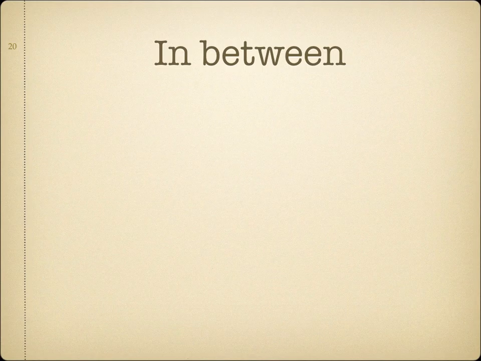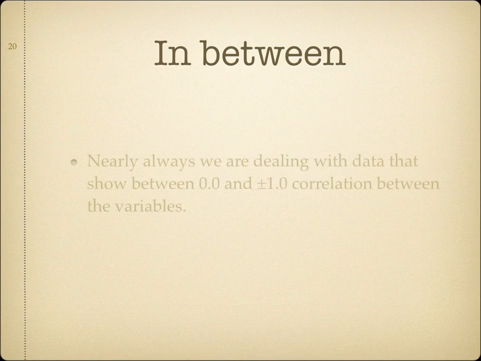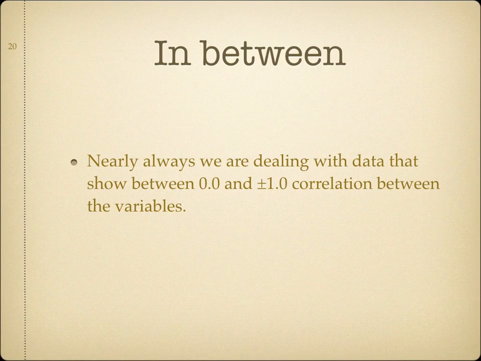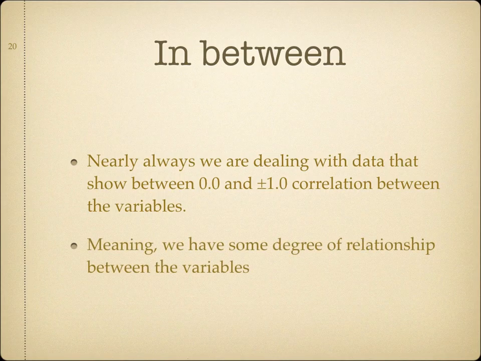Most often, we're working in the world of in between. We're dealing with correlations that are between 0 and plus or minus 1. We can't ever have a correlation greater than 1, by the way, because that indicates perfect relationship, and anything better than perfect simply doesn't exist. So some degree of relationship between variables is what we're usually observing.